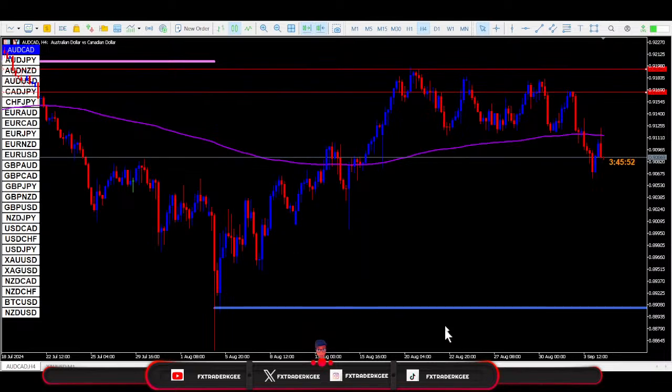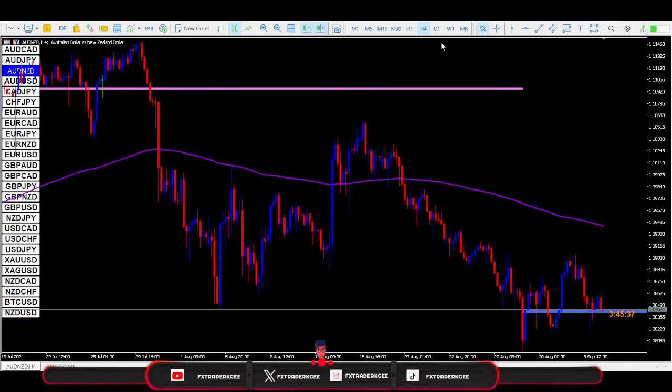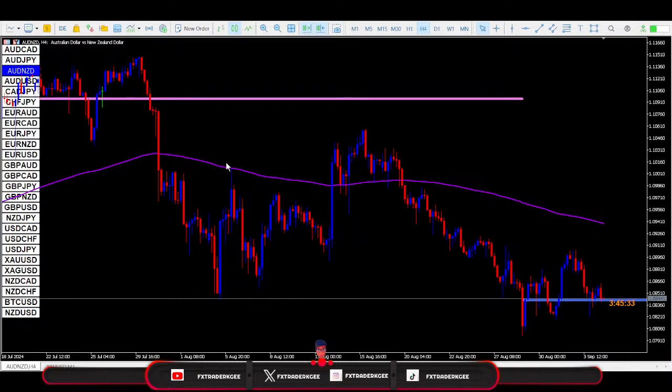Then the next one, we should be on the watch out for AUD Canadian. The next one I also would want to look at is AUD New Zealand. All right, it's pretty much the same thing if you look at it from the way we have it, very much the same thing.